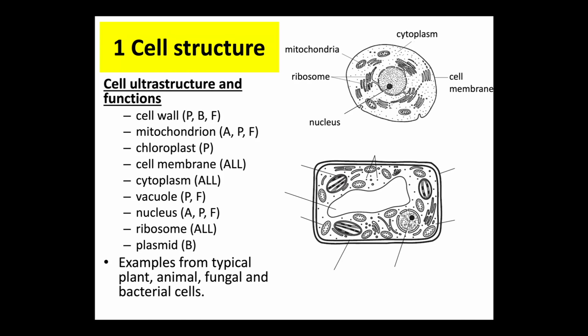National 5 biology. So make sure that you can A, recognise them, and B, tell if they're in an animal cell or not. Okay, the ability to do that will be important in some exam questions.